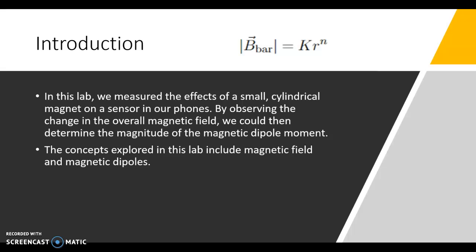So as an introduction, the point of this lab was for us to observe the effects of a small cylindrical magnet, the effects of its field on a sensor in our phones using an app, and by observing the change in the overall magnetic field caused at first just by the Earth and then by the Earth and the magnet, we could then determine the magnitude of the magnetic dipole, and specifically its moment. And then some concepts that we explore in this lab include the magnetic field of magnets and magnetic dipoles and their moments.